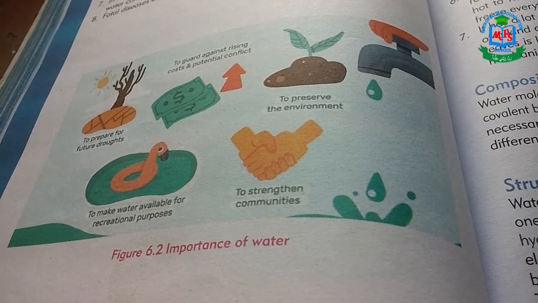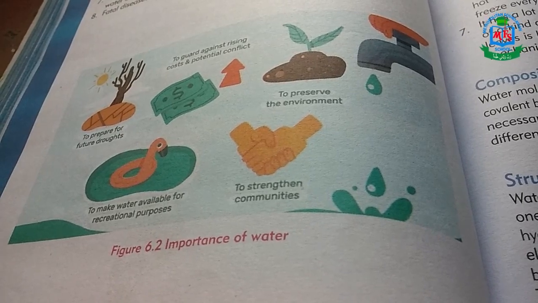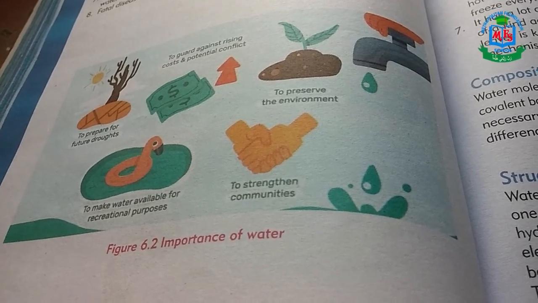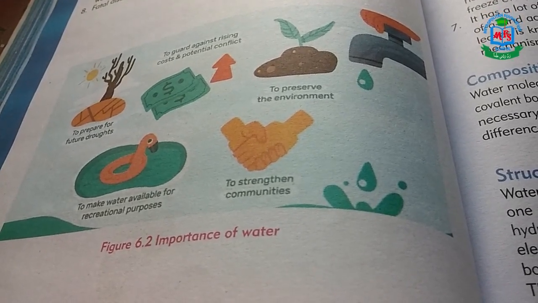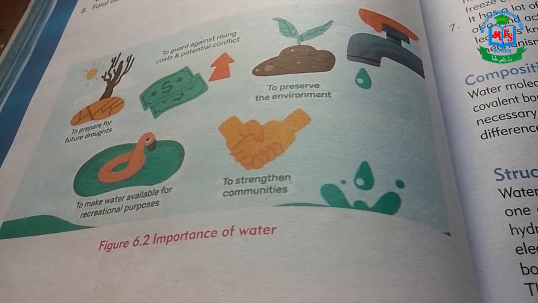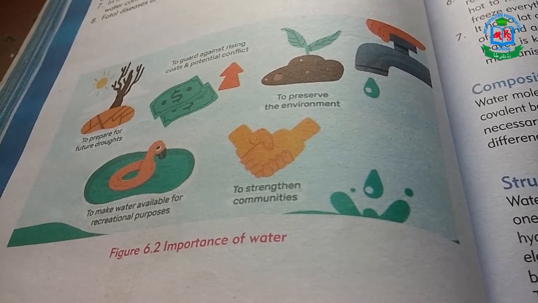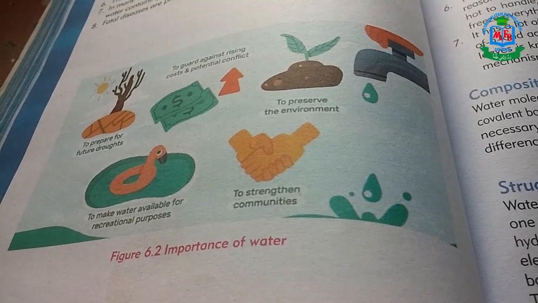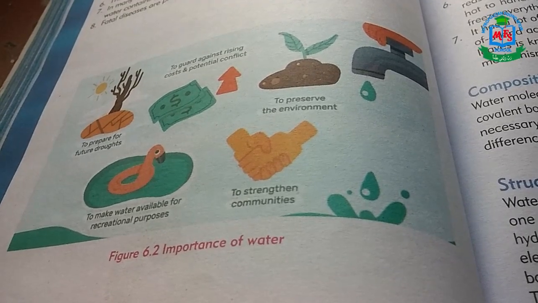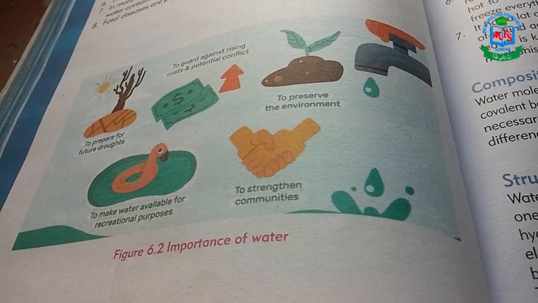Another example of the importance of water is clean water. Clean water is used to prevent many fatal diseases like cholera and typhoid. When we add chlorine to water, it kills different germs and the water becomes clean, and this chlorine is used to clean the water of ponds.